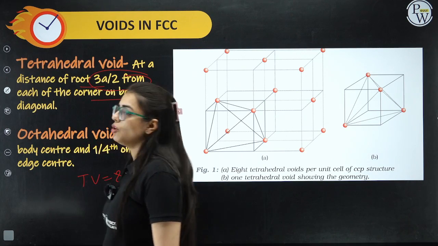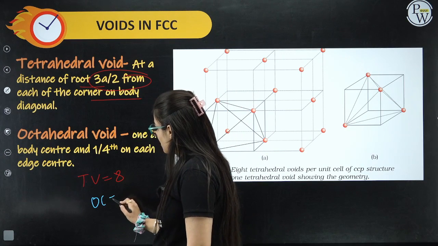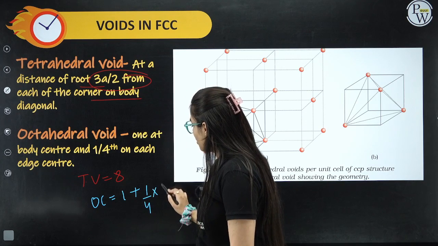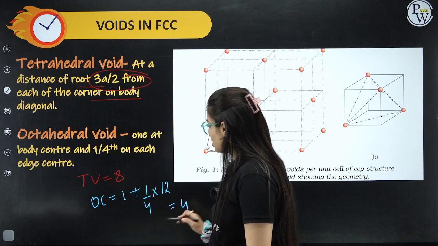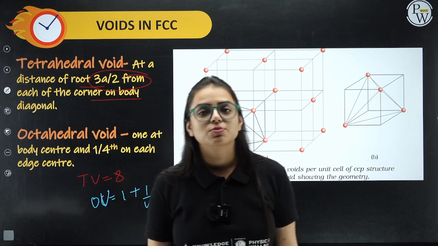And if I talk about the octahedral voids, students, there is 1 at the body center plus 1/4 on each edge center, and how many edges? 12. So this comes out to be 4. So octahedral voids come out to be 4, tetrahedral come out to be 8.